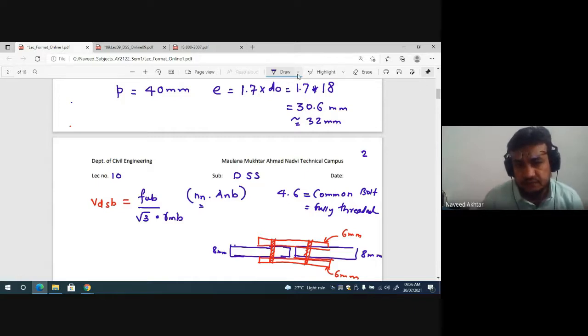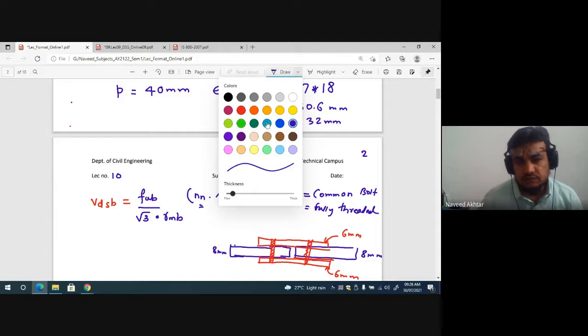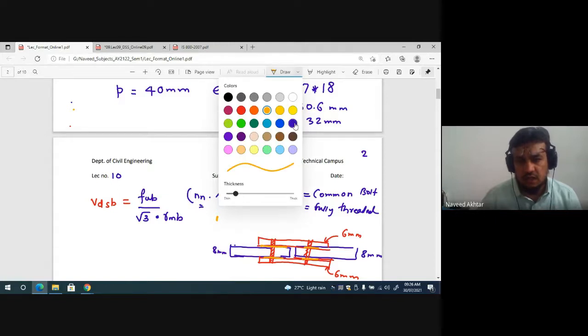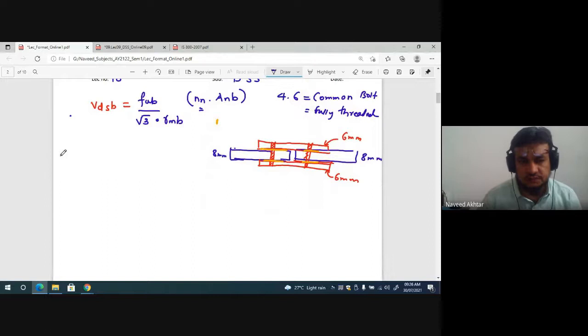Now here you can see how many shear planes there are. Anyone? This is one and this is another. Here also, this is one, this is another. So what will be the value of nN? Keep answering, this is the classroom. The value of nN will be 2, because there are 2 shear planes here.